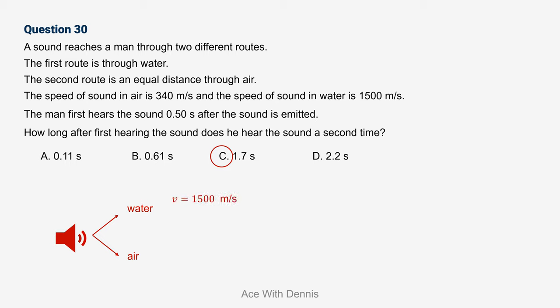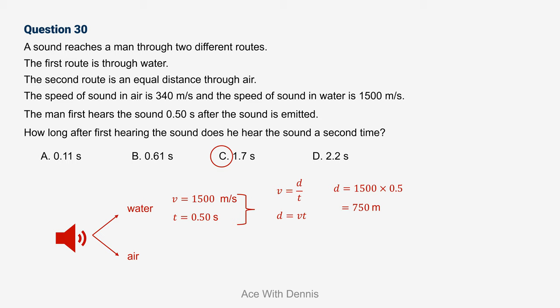In the water, the speed of the sound is 1500 meters per second. The travel time is 0.50 seconds. With this information, we apply the speed formula V equals D over T, and we can calculate the distance, which is D equals the speed multiplied by the time. The speed is 1500 and the time is 0.5 seconds. Therefore, the distance will be 750 meters.